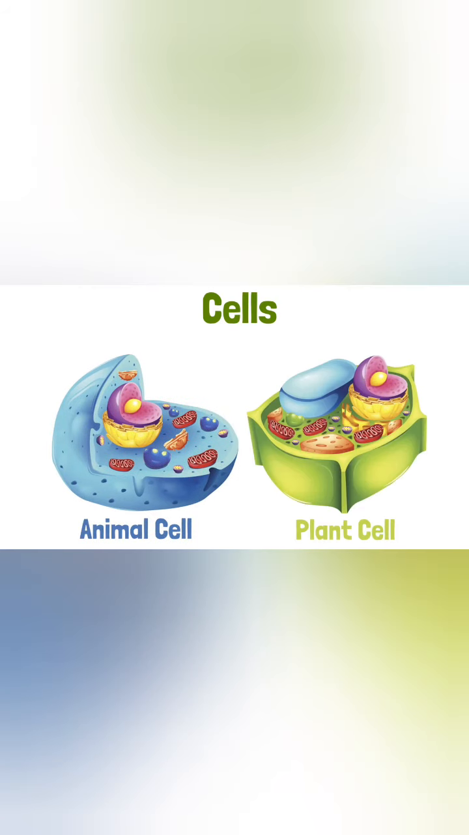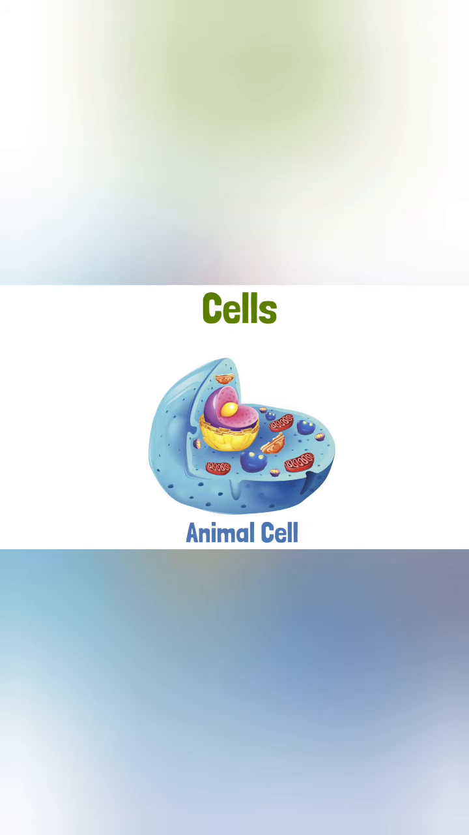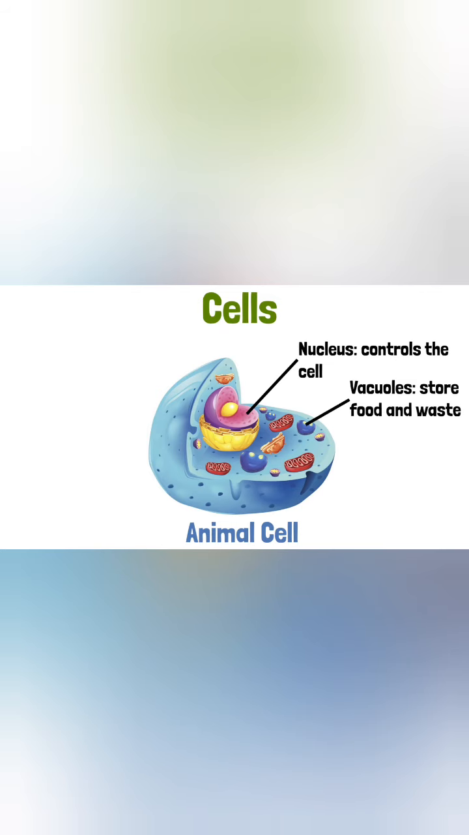So let's start with the animal cell. Almost every animal cell has a nucleus. The nucleus is the control center of the cell. The nucleus contains the information which controls everything that goes on in the cell. The vacuole is a large space in the middle of the cell. It is filled with a fluid called cell sap. Vacuoles also store the food and waste of the cell.